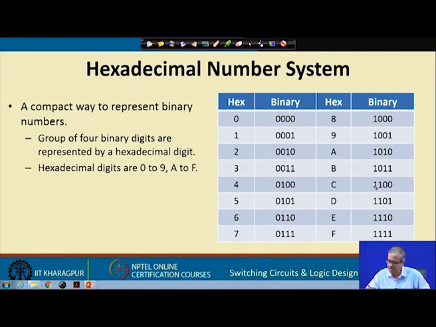Similarly, you take let us say 1100, it is 8 plus 4, 12. C means 12, see 9, 10, 11, 12, 13, 14, 15. So, it represents the digits. Similarly, 1111 means 8, 4, 2, 1, 15, and 15 means F. So, every 4 bit combination is equivalent to 1 hexadecimal digit. This is the basic idea.